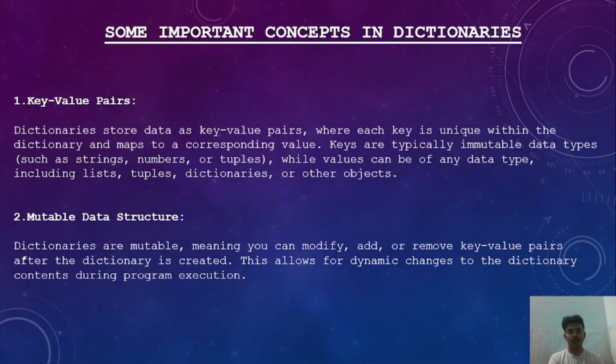Then there are some important concepts in dictionaries. They are key-value pairs, as I have told you. Dictionaries store data as key-value pairs where each key is unique within the dictionary and maps to a corresponding value. Keys are typically immutable data types such as strings, numbers or tuples, while values can be of any data type, including lists, tuples, dictionaries or any other objects. Mutable data structure: dictionaries are mutable, meaning you can modify, add or remove key-value pairs after the dictionary is created. This allows for dynamic changes in the dictionary content during program execution.